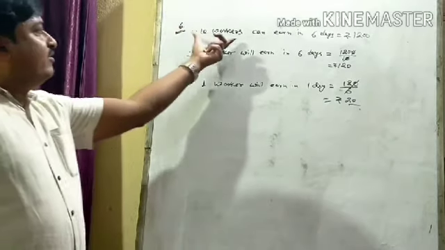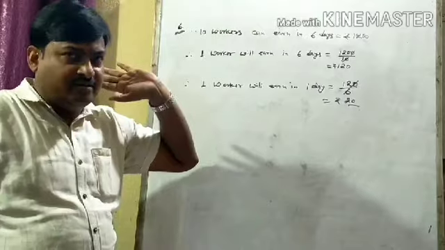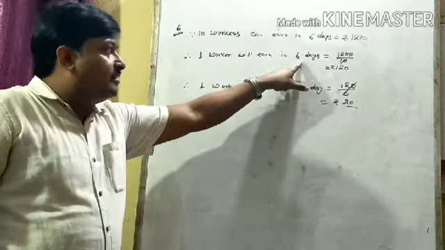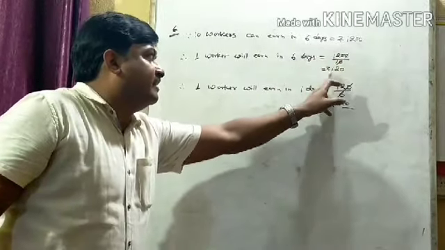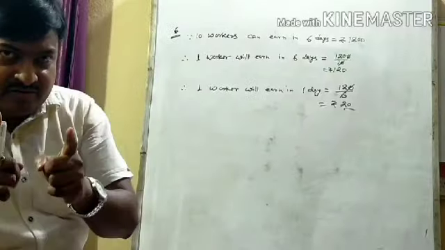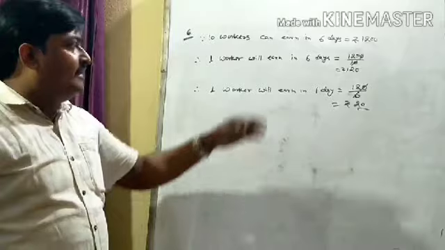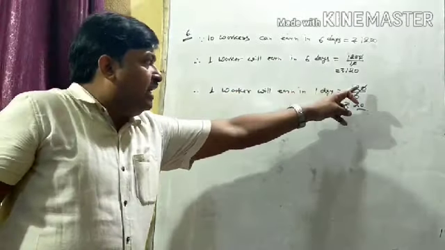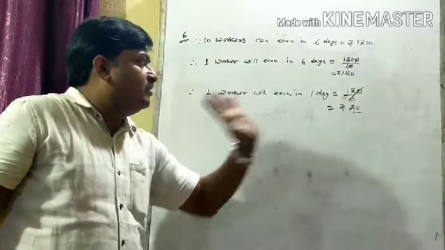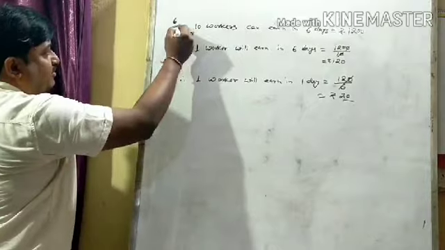Students, see, 10 workers can earn in 6 days rupees 1200. Therefore, one worker will earn in 6 days 1200 by 10, that is 120. Means one worker can earn rupees 120 in 6 days. Therefore, one worker will earn in 1 day 120 by 6, which is rupees 20. This is the first part of the answer.